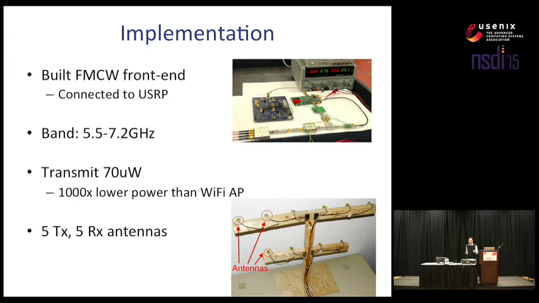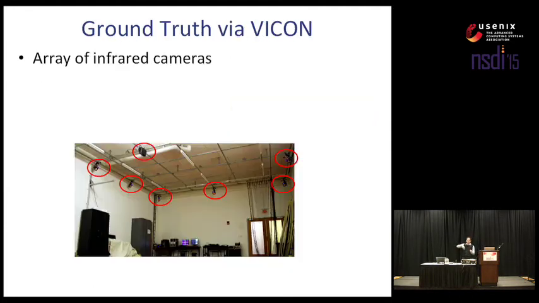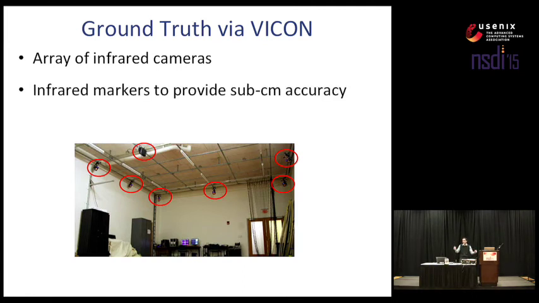Now, to evaluate the accuracy of our system, we use the Vicon motion capture. Vicon is used in filmmaking to track actors and map them to 3D character animation models. So it has an array of infrared cameras on the ceiling, and you put different infrared reflective markers on the person's body, and you can track them accurately with sub-centimeter accuracy as they move. So let me show you some of our results.